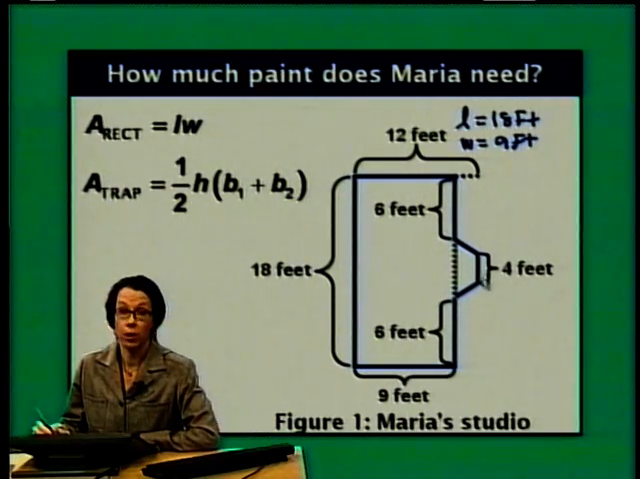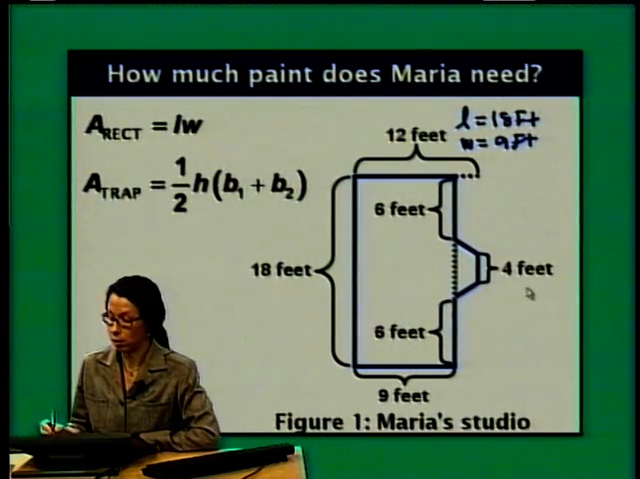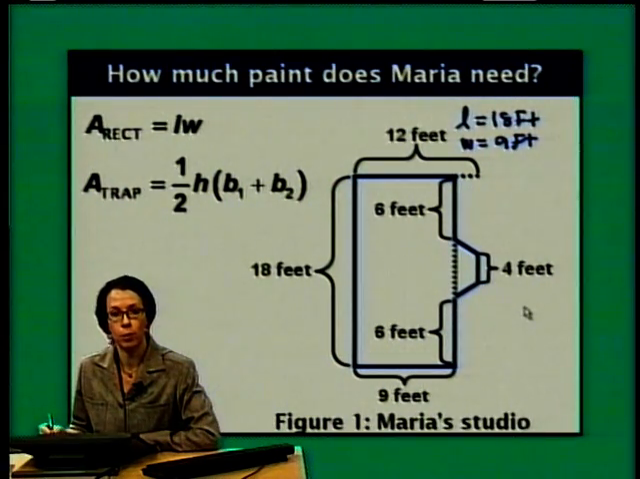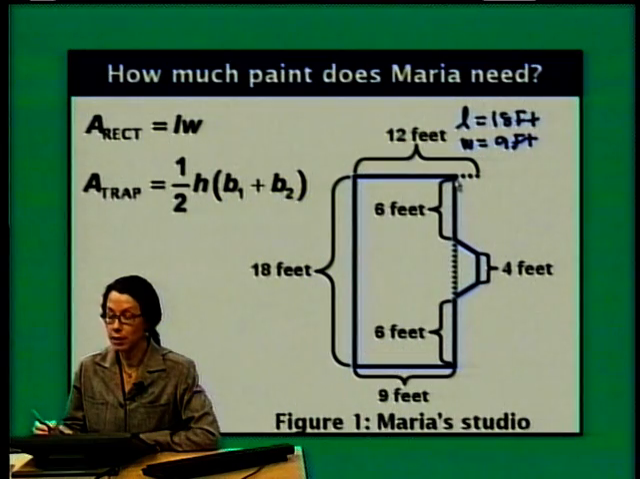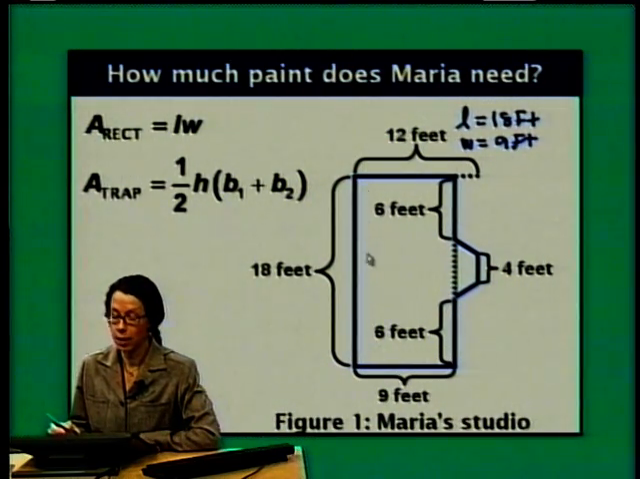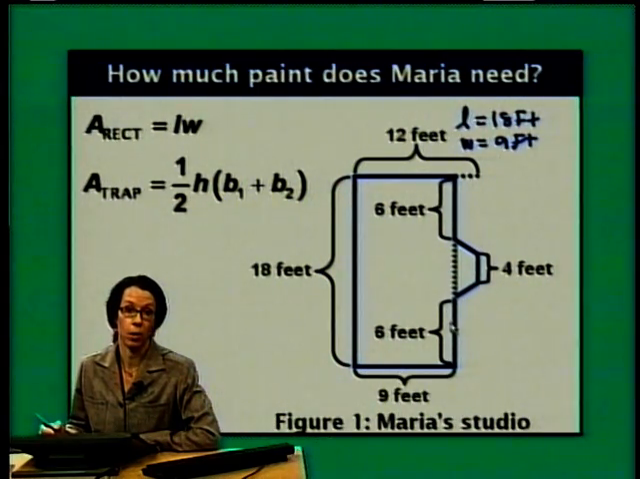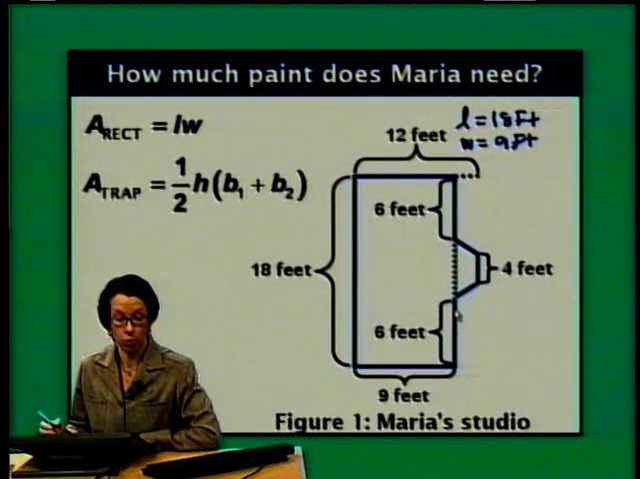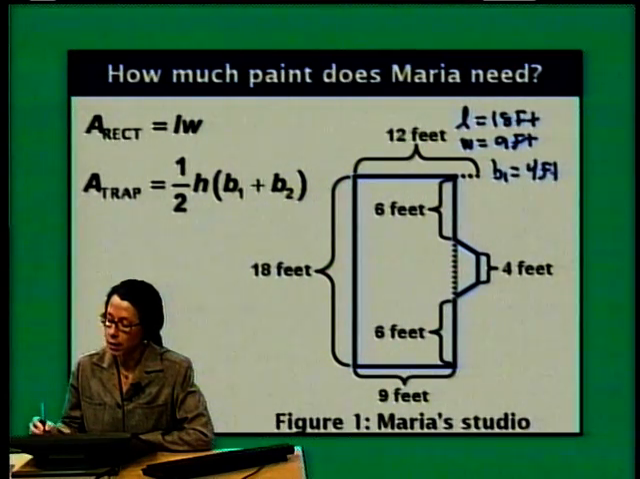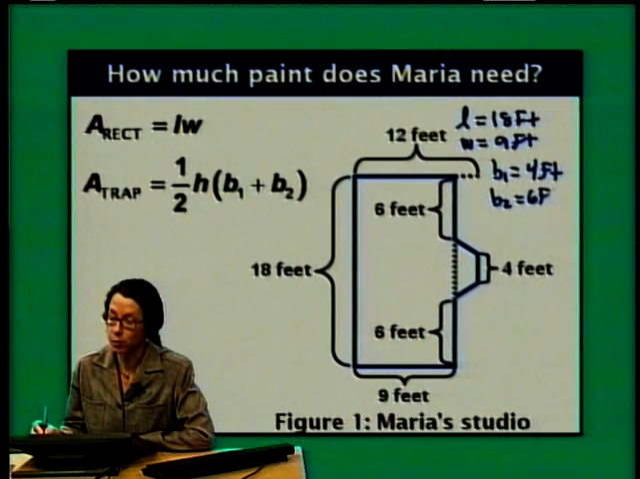One side of the trapezoid is clearly labeled as 4 feet. So one base is 4 feet. We need to figure out the length of the second base. Well, if I look at the measurements that Maria has taken, she's measured the distance from one side of her studio to the beginning of the bay window. And it's the same on both sides of the window. So the entire length of the studio is 18 feet, and we have 6 feet on either side of the bay window. So the second base of the trapezoid is 6 feet. So we have one base is 4 feet, and the second base is 6 feet.